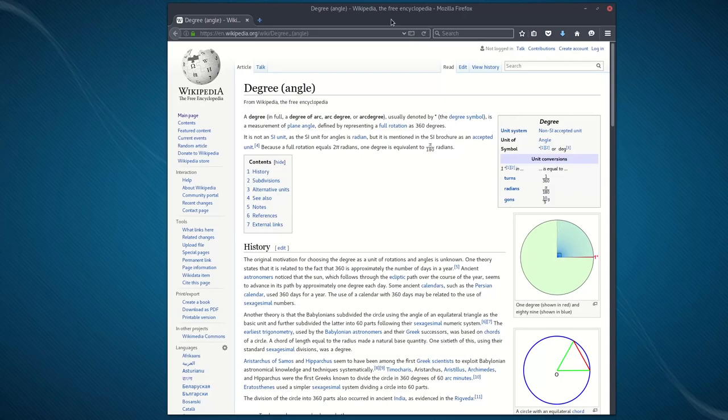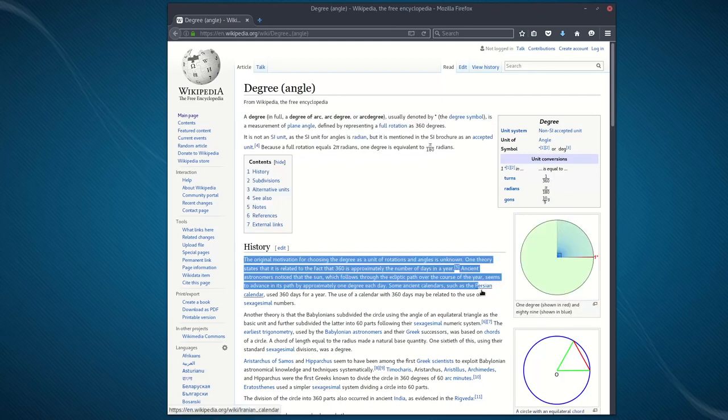So let's see what the Ministry of Truth website has to say about why a circle has 360 degrees. The original, let's highlight this here so you can know what I'm talking about. The original motivation for choosing the degree as a unit of rotations and angles is unknown. One theory states that it is related to the fact that 360 is approximate number of days in a year.